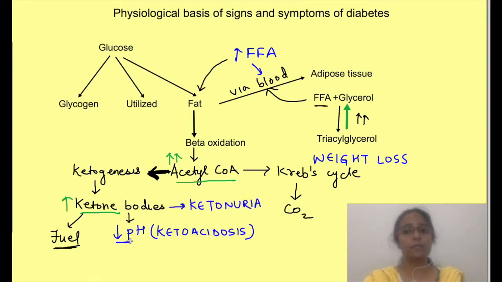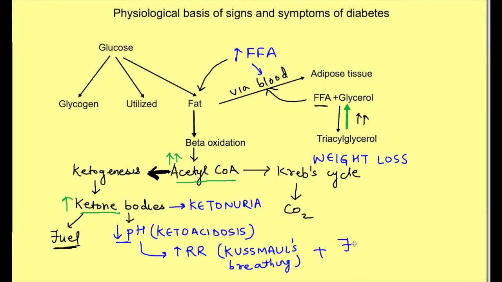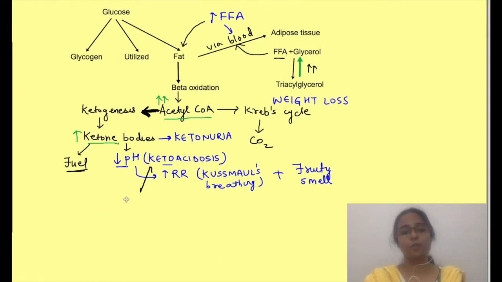Now, since blood pH decreases, body starts compensatory mechanisms for excretion of excess acids by increasing respiratory rate and depth. This is known as Kussmaul's breathing or air hunger because respiration is very rapid, deep and labored as if the person is hungry for air. Some ketone bodies, that is acetone, is also excreted by breath, causing fruity smell of breath. Now, this ketoacidosis is always accompanied by dehydration.